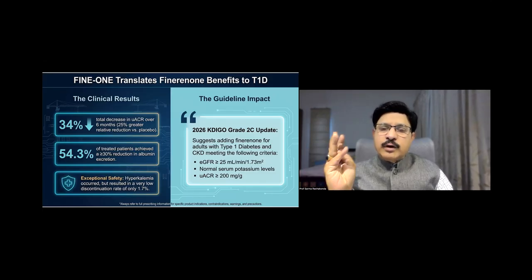eGFR more than 25, serum potassium normal, albumin creatinine ratio, proteinuria persisting on finerenone. This is the latest guide.